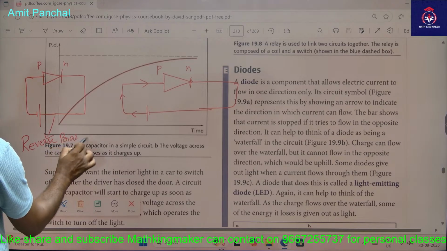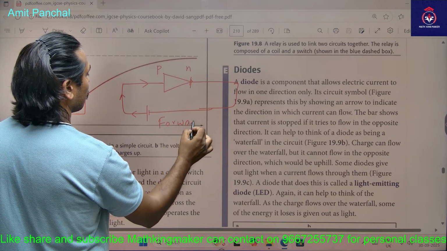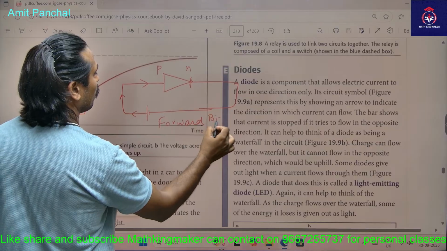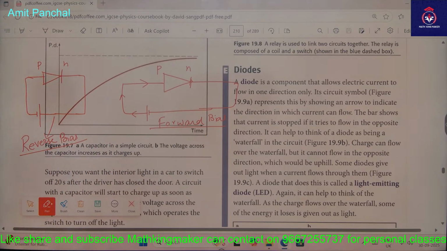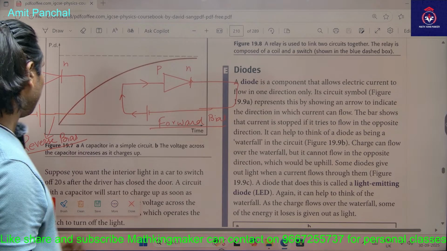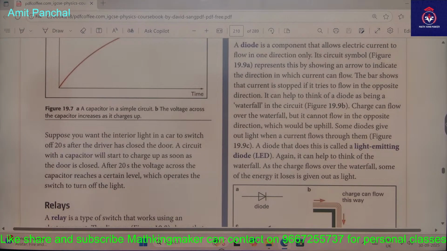This connection is said to be reverse bias, and that is said to be the forward bias, and current only flows in forward bias. So that is the main thing in a diode. A diode is a component that allows electric current to flow in one direction only.